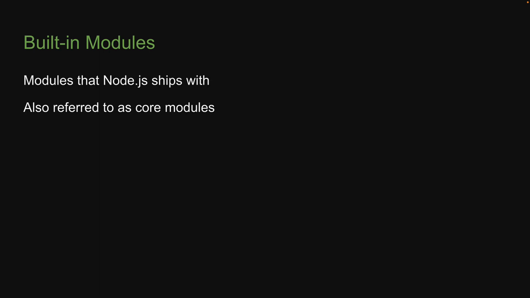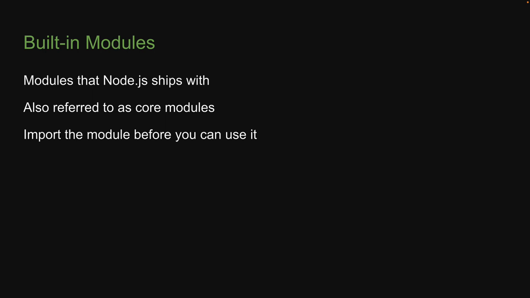Built-in modules are modules that Node.js ships with and are also referred to as core modules. They are available by default when you install Node.js. However, you do need to import the module before you can use it.